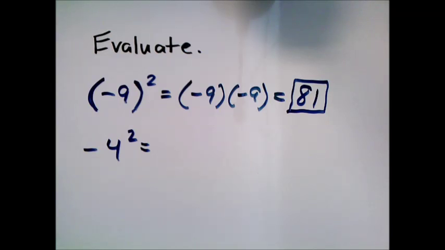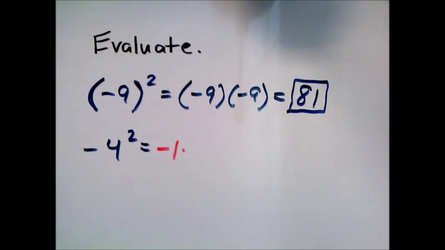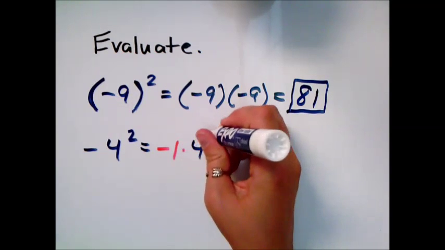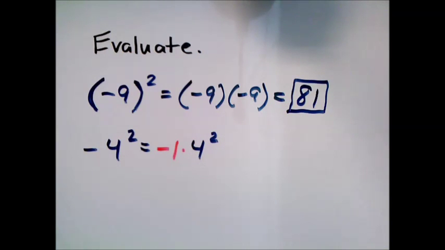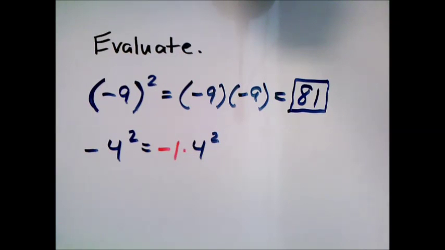Something you can do to make that more obvious to yourself is think, well, when I see something that's a negative, that's like saying -1 times the number. If I write it out like this, it's more obvious that the negative can stand on its own. Also, think order of operations. I do the squared before I multiply by the negative.